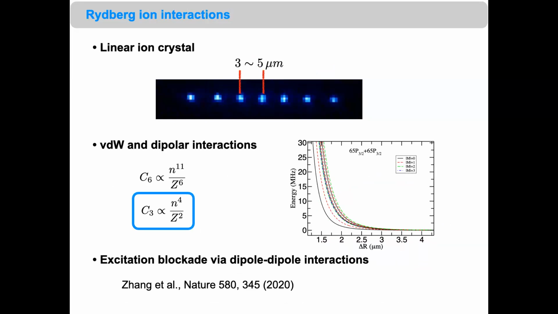In trapped ions, you can typically bring neighboring ions a few micrometers apart, from 3 to 5. Of course, you can make it even larger, but 3 to 5 micrometers is the typical distance in the experiment. Now, if you look at the interaction, because the Rydberg atom is interesting, we like their interaction. We want to use it to do something interesting, like a gate.